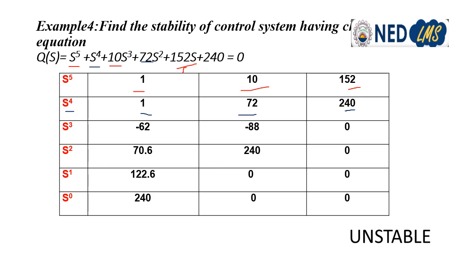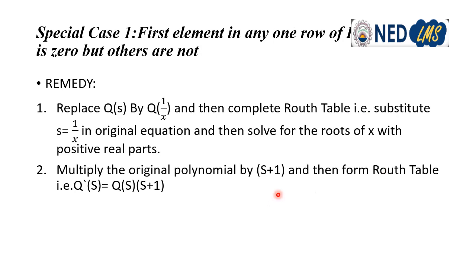Now we will see some special cases in which sometimes we face some problems to complete the Routh table. The first case is that the first element in any one row of the Routh table is 0, but the others are not.